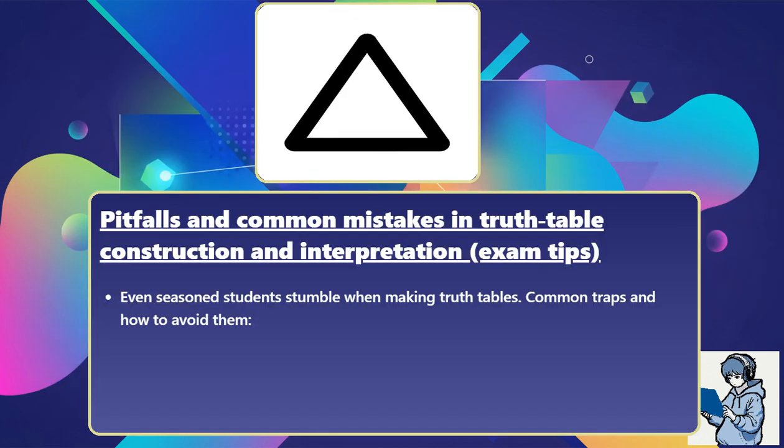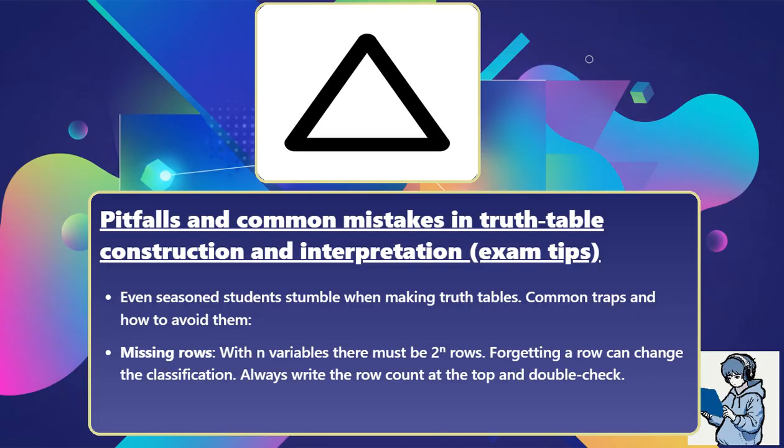Even seasoned students stumble when making truth tables. Common traps and how to avoid them. Missing rows: with n variables, there must be 2 to the n rows. Forgetting a row can change the classification. Always write the row count at the top and double check.